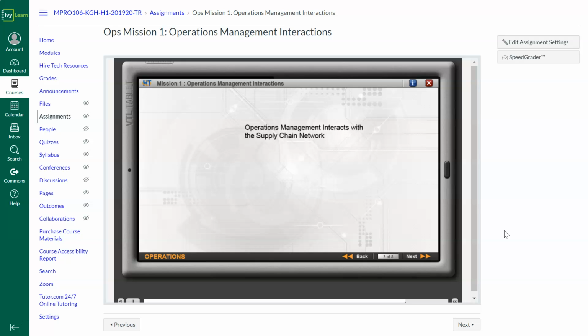Operations management looks at the supply chain network as one big virtual company. They know that each member of the supply chain affects our company's performance. Operations management interacts with all parts of the supply chain and keeps the whole thing healthy and running smoothly.